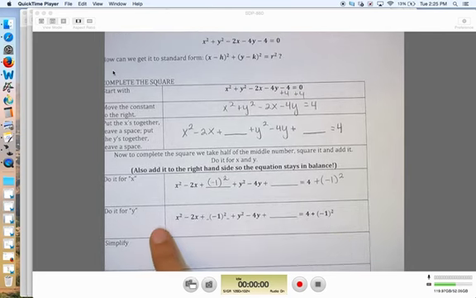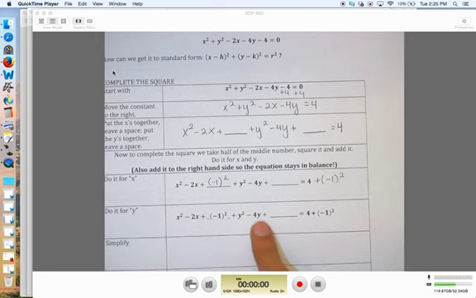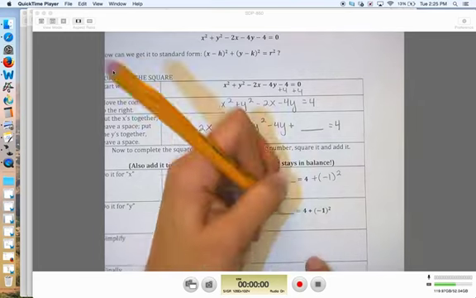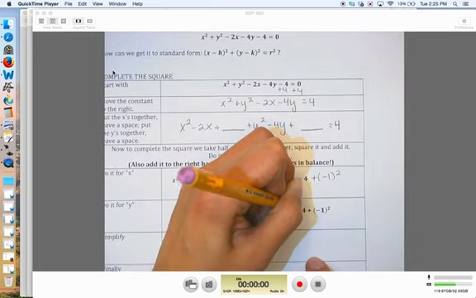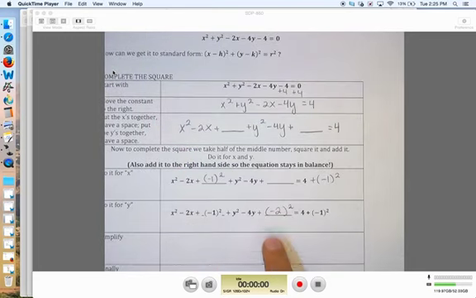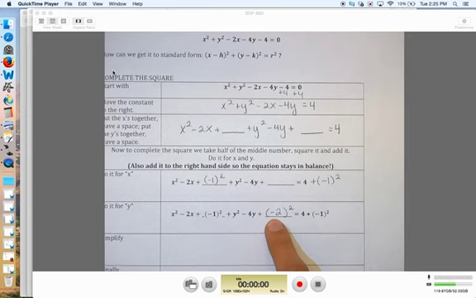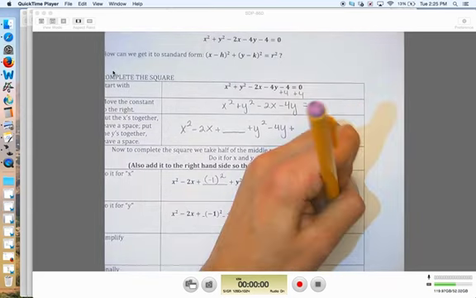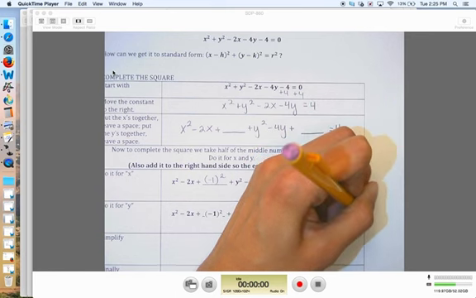We're going to do the same thing for the y's. We're going to complete the square by taking half of -4, which is -2, and square it. We're going to add that into this blank, and whatever we do to one side of the equation, we have to do to the other. So we're going to add (-2) squared.